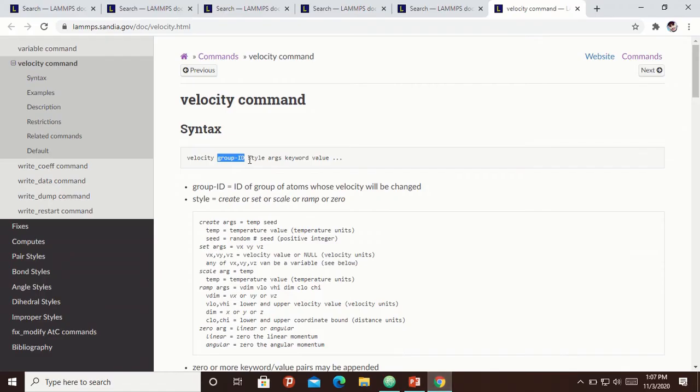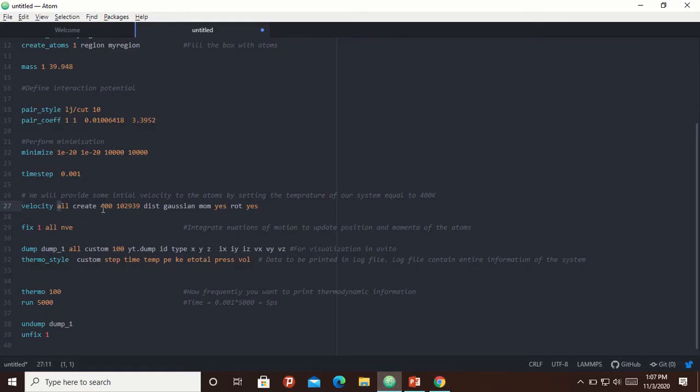And after that, style. So I'm going to use the create style here. So this is the create style and these are the arguments with create style. This is create and this is the value of temperature. Temperature will be 400 and it will take the units Kelvin, and this is a random number. Now why am I giving the temperature of 400 Kelvin here? Because temperature is directly linked with the kinetic energy.